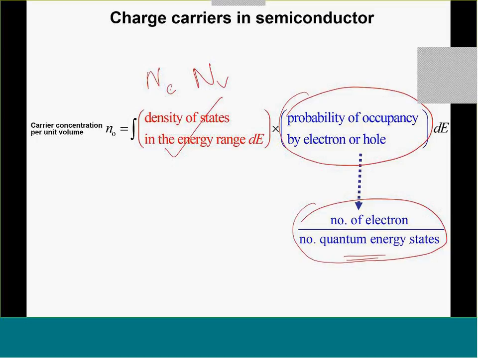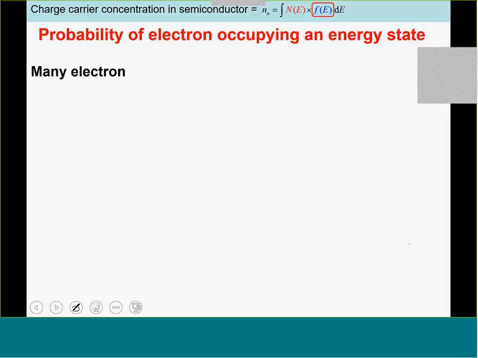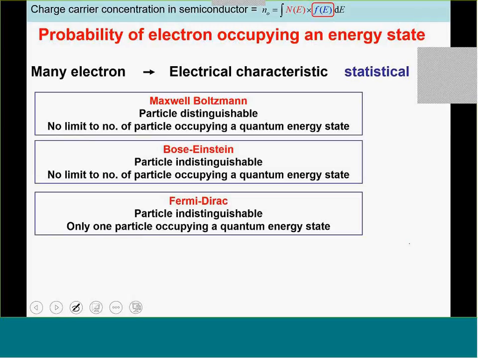The issue is, there are many electrons. So we cannot use each and individual electron as before. We have to use something statistical because there are a lot of electrons. So what we are going to use is the average of all electrons. We have to use the statistical formulations in terms of the probability. Actually there are 3 main statistical formulations that we are going to use.